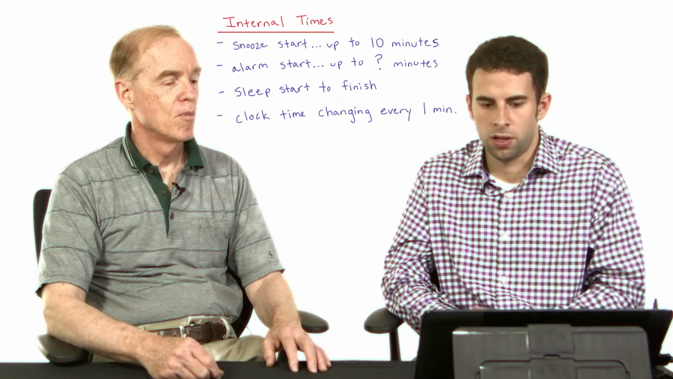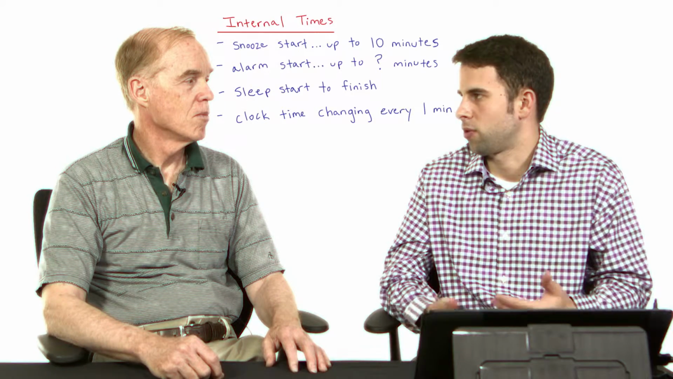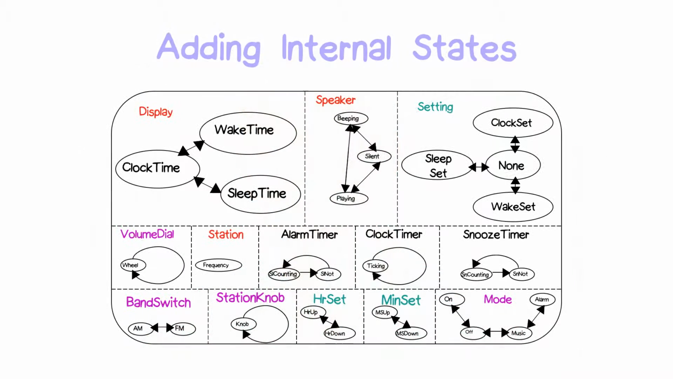Right. And then lastly, you have this internal clock timer for your actual display clock. We're clocking the minutes and hours as they go by, and so there has to be some timer to do that particular thing. So we can add these timers as submachines, and when we do, the result is what you see here.